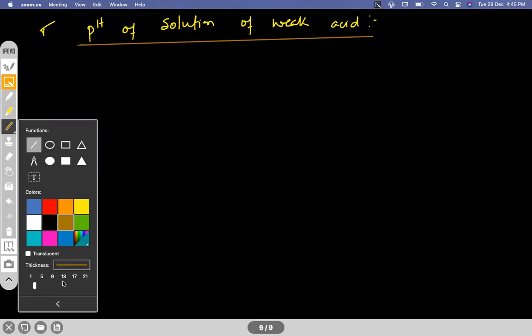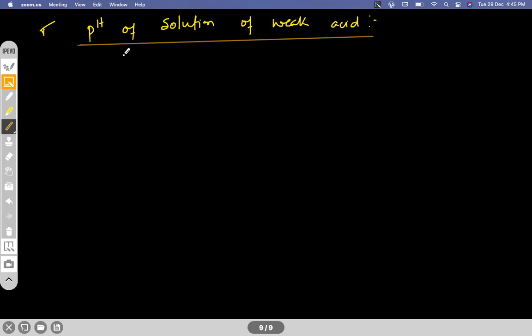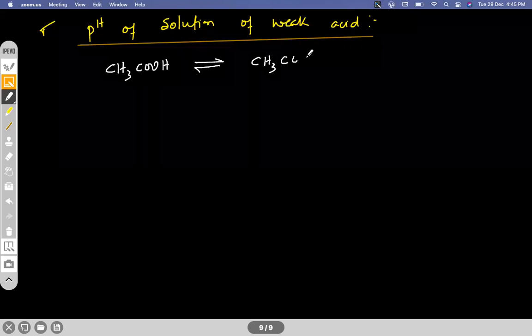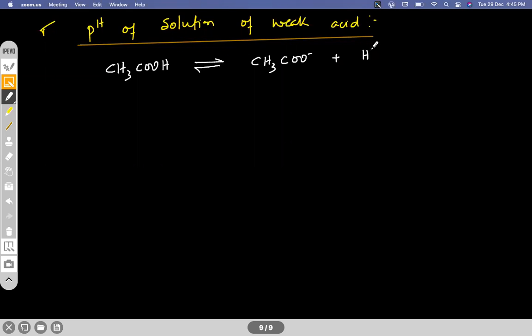Okay, weak acid we have. Suppose I'm assuming an acid CH3COOH, a weak acid. Weak acids or weak electrolytes won't dissociate completely, so it will give CH3COO minus and H plus. I'm assuming the initial concentration of acid is C. This is zero, this is zero. When it dissociates, I'm assuming the degree of dissociation is alpha to attain the equilibrium state. So it is C minus C alpha, this is C alpha, and this is C alpha.